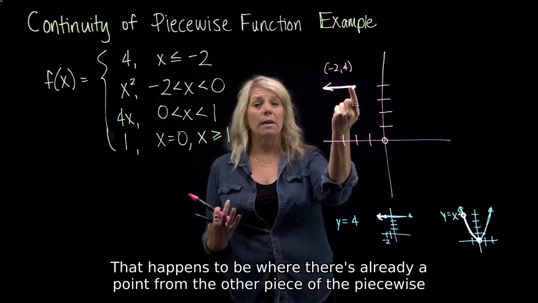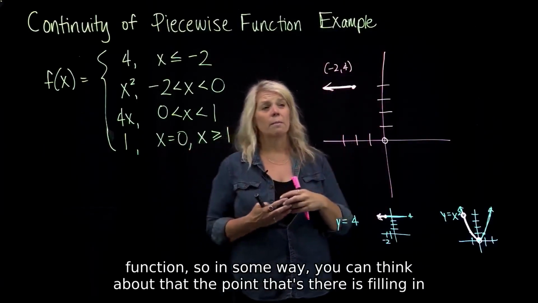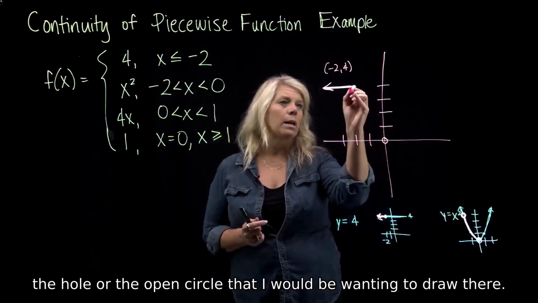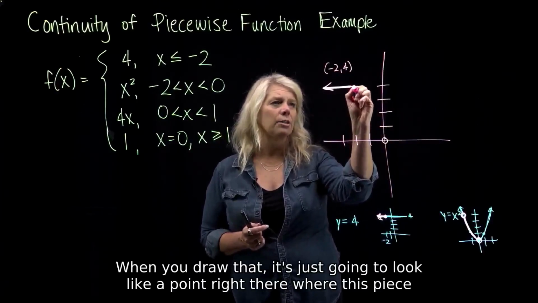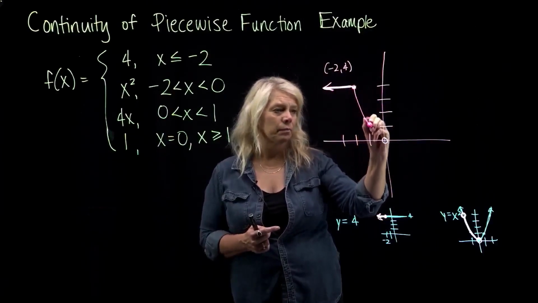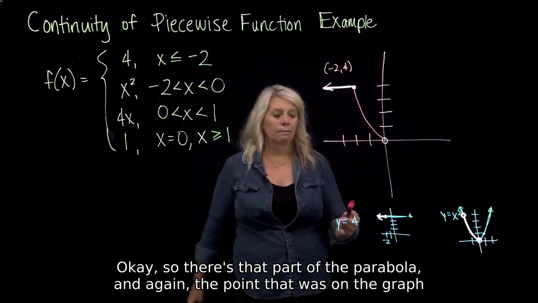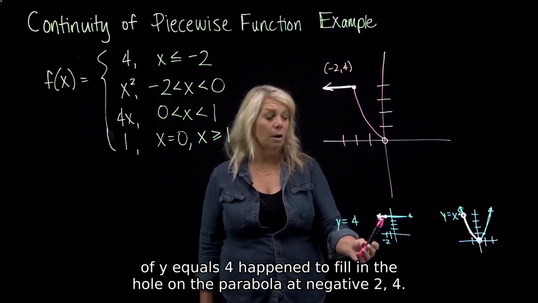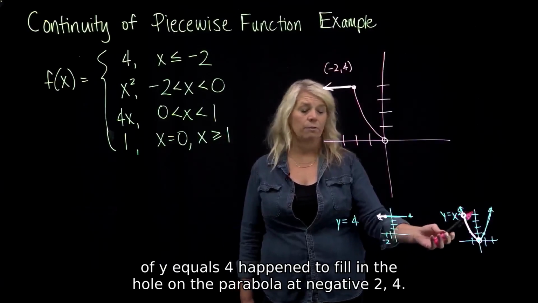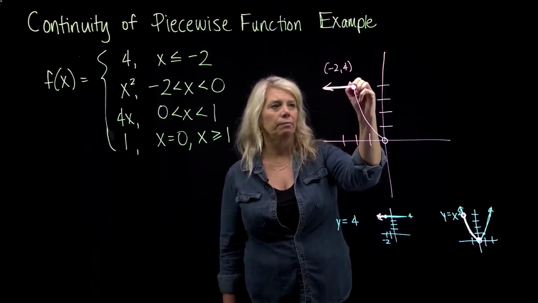That happens to be where there's already a point from the other piece of the piecewise function. So in some way you can think about that the point that's there is filling in the hole or the open circle that I would be wanting to draw there. So when you draw that, it's just going to look like a point right there where this piece connects to the other piece. Okay, so there's that part of the parabola, and again, the point that was on the graph of y equals 4 happened to fill in the hole on the parabola at -2, 4. So those connect. So that's a filled in dot right there.